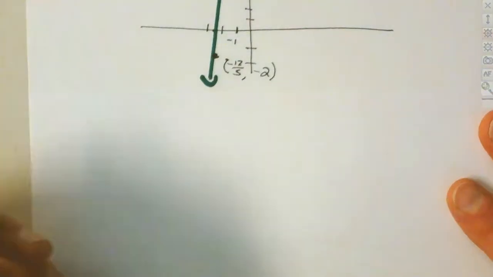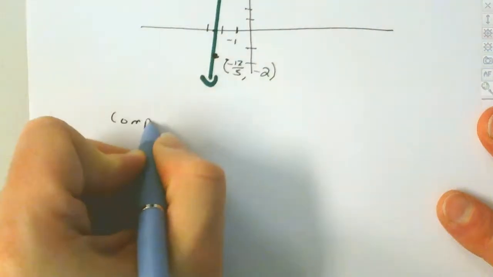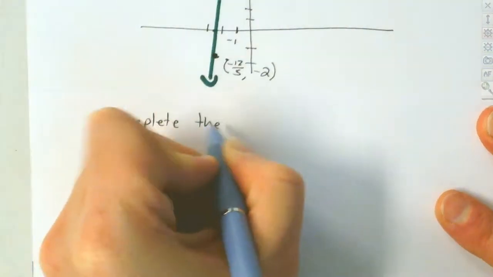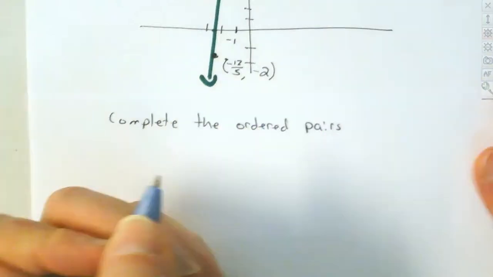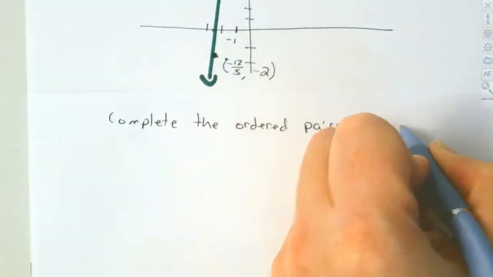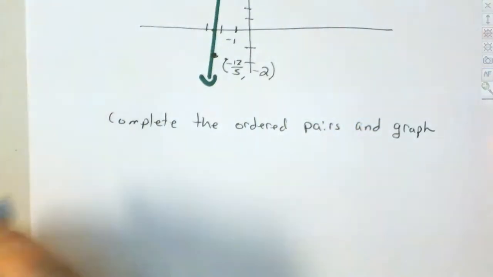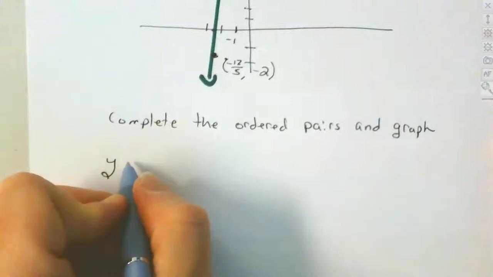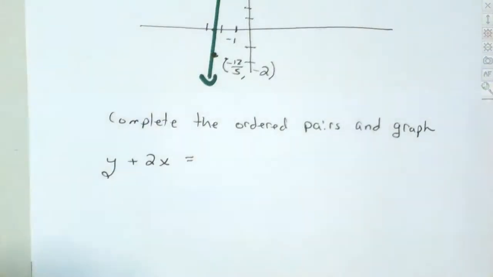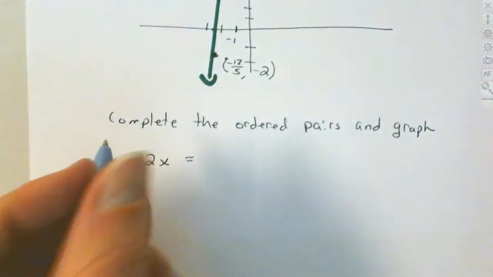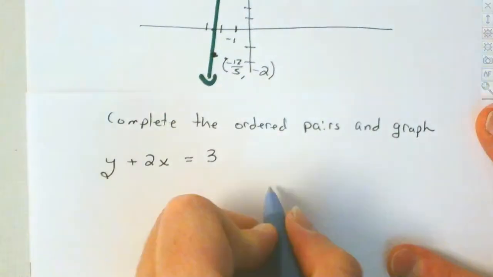So I'm going to have you complete the ordered pair. I'll make it, in this case, in a table and graph. So complete the ordered pairs and graph, and I'll give you a new equation here. We'll come up with something that's pretty simple to work with. How about y plus 2x equals, how about 3? So I'm going to give you a table.